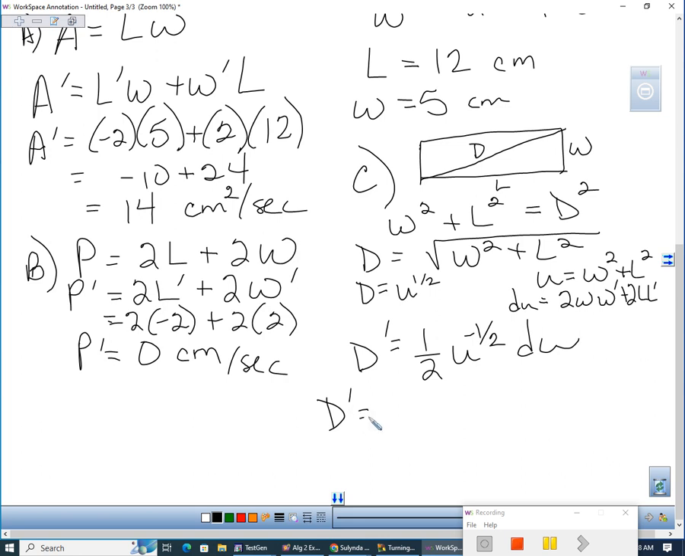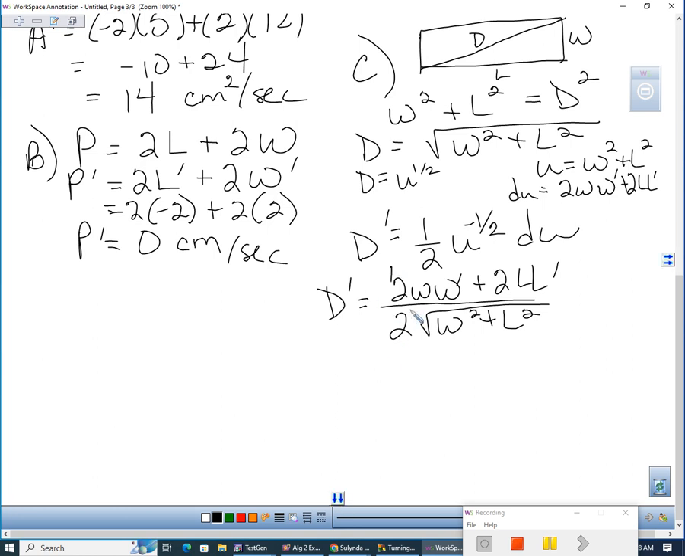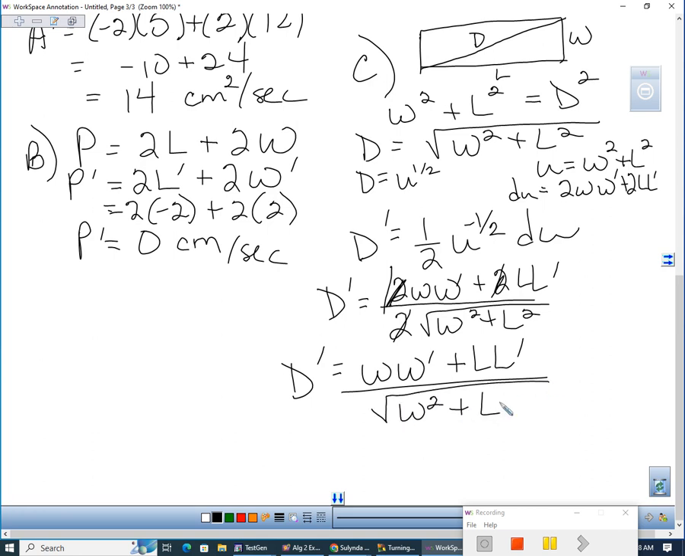So D prime equals, I have 2 square root of U, or the square root of W squared plus L squared, on the bottom. On the top, I have 1 times du, or 2W prime plus 2L prime. So what do you see we can cancel everywhere? The 2's. So I get rid of all of those. So I have D prime equals W prime plus L prime divided by the square root of W squared plus L squared. So now let's plug everything in.